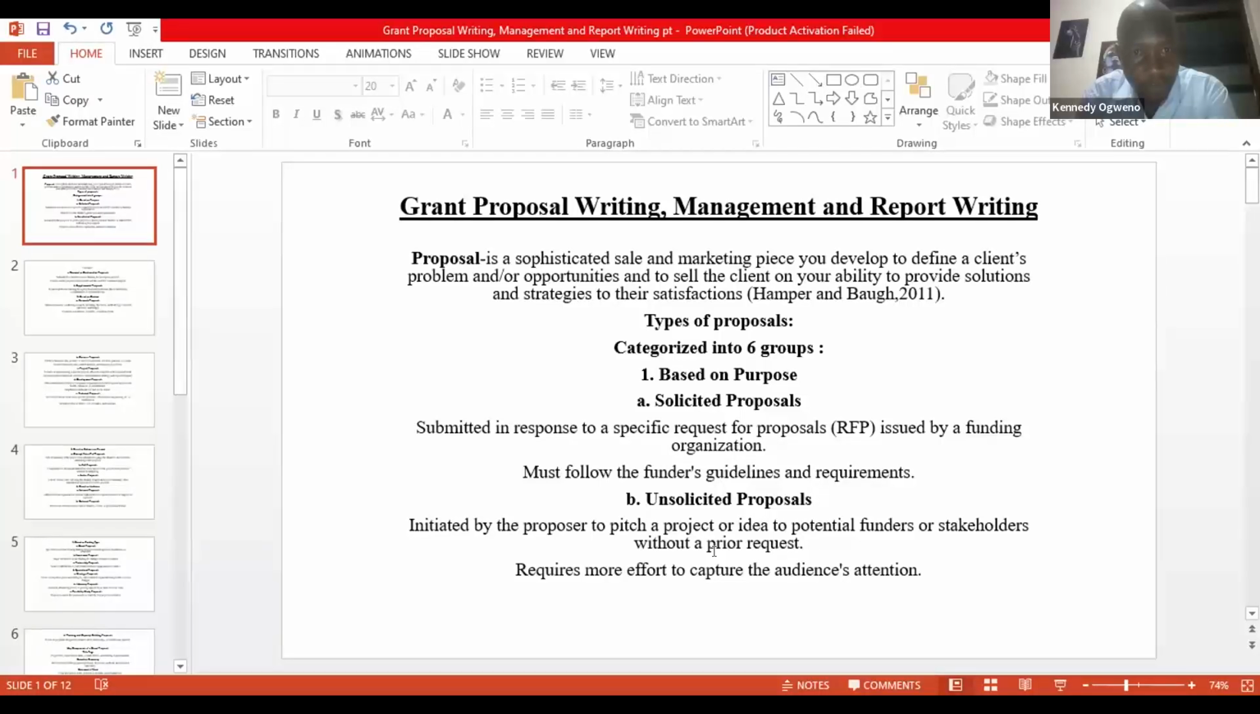But in general, a proposal is a sophisticated sale, from the point of sales and marketing, a piece that you develop to define a client's problem or opportunity, to sell to the client on your ability to provide solutions and strategies to their satisfaction. That is according to Hamper and Baugh, 2011.